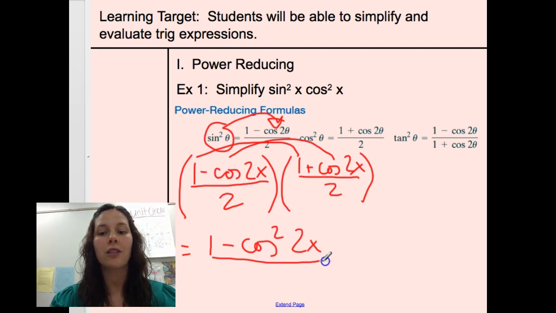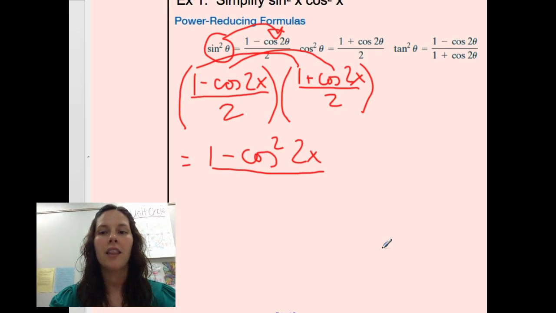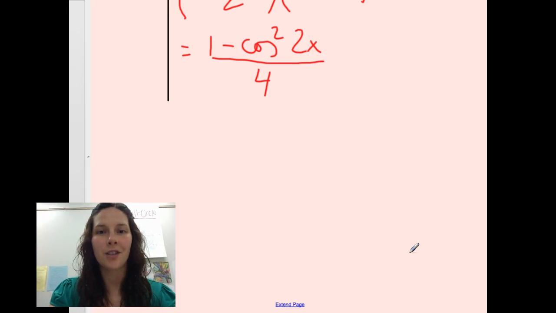Now you're not actually going to multiply those 2's together because that's part of the cosine formula. You have cosine of 2x times cosine of 2x, so it's cosine squared. And then in the denominator, the 2 times 2 is 4. Notice our power isn't actually reduced. We still end up with a cosine squared. So we are going to use that power reducing formula one more time.